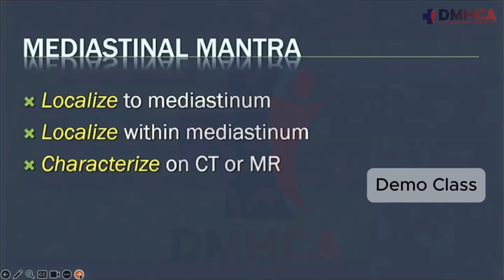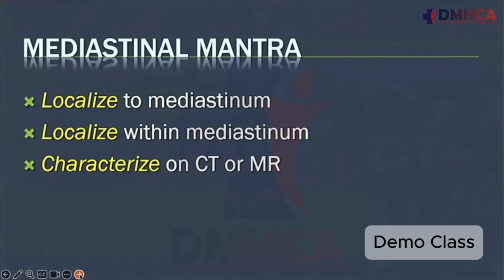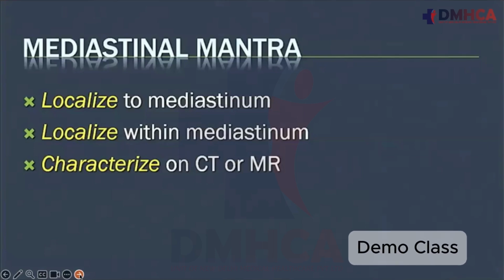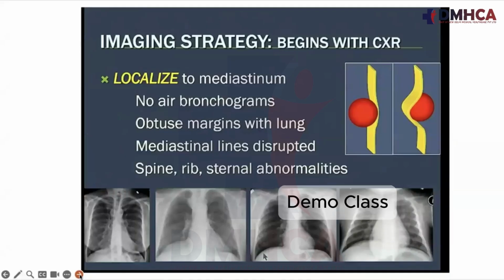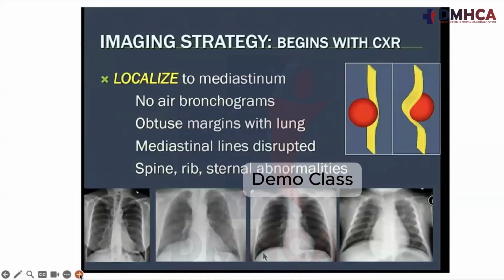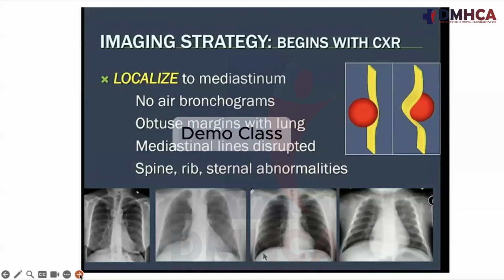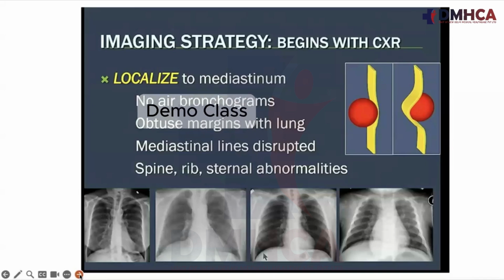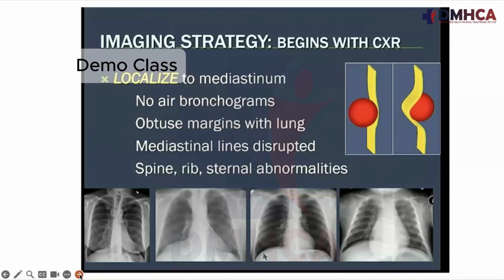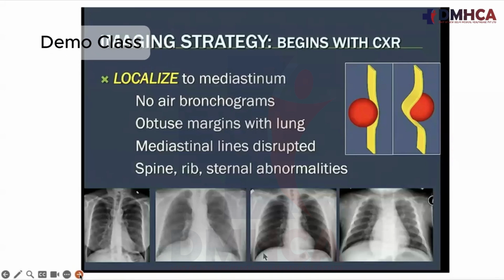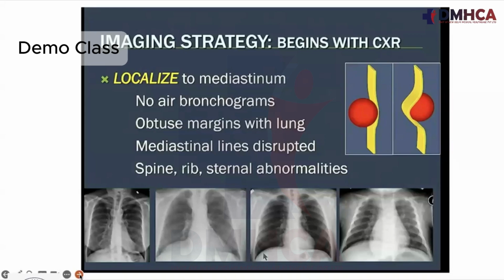For the mediastinum, the basic mantra is to localize the mass to the mediastinum and to characterize it on the CT or MR imaging strategy. How do we say that a mass is arising from the mediastinum? First, it has no air bronchogram. As we all know, a mass or any lesion of the lung will cause an air bronchogram, whereas in a mediastinal mass or lesion, there will be no air bronchogram.